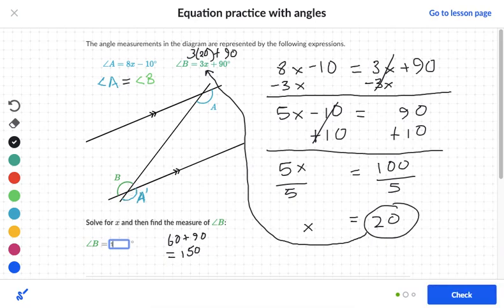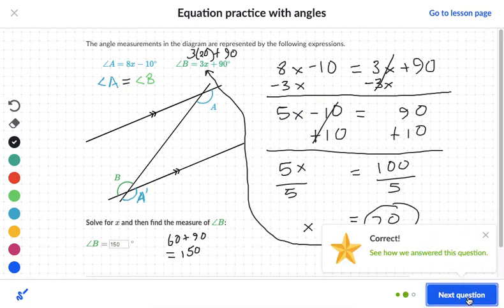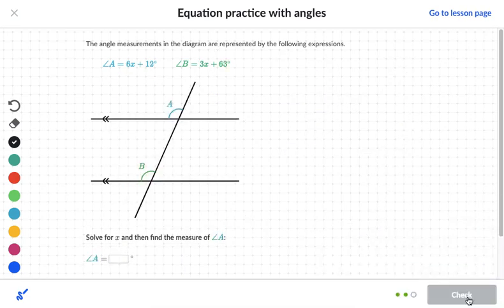Okay? So we've seen both types. Let's take a look at one more real quick. And this one here, we see they're both equal again. They're both corresponding angles. So angle A is equal to angle B. So we have 6x plus 12 equals 3x plus 63. Okay, keep the bigger one. Get rid of that 3x.